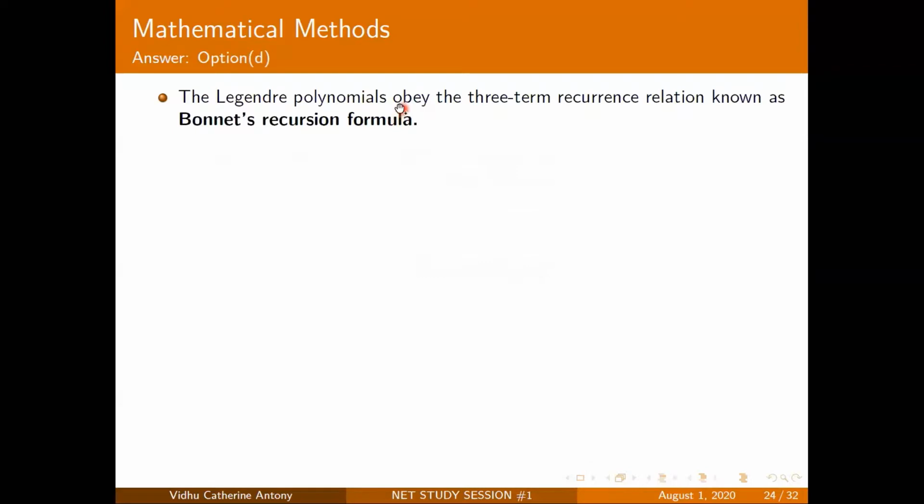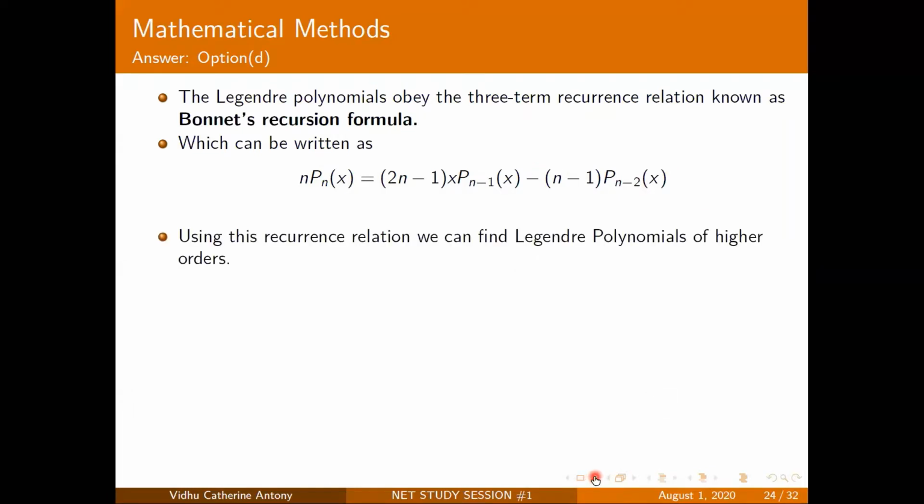The Legendre polynomials obey the three-term recurrence relation, which is called Bonnet's recursion formula, and it's n Pn of x is equal to (2n minus 1) x P(n minus 1) minus (n minus 1) P(n minus 2). So this is basically the order of the polynomial. You're writing the nth order polynomial in terms of the two lesser orders. Using this recurrence relation, we can find the Legendre polynomials of higher orders.